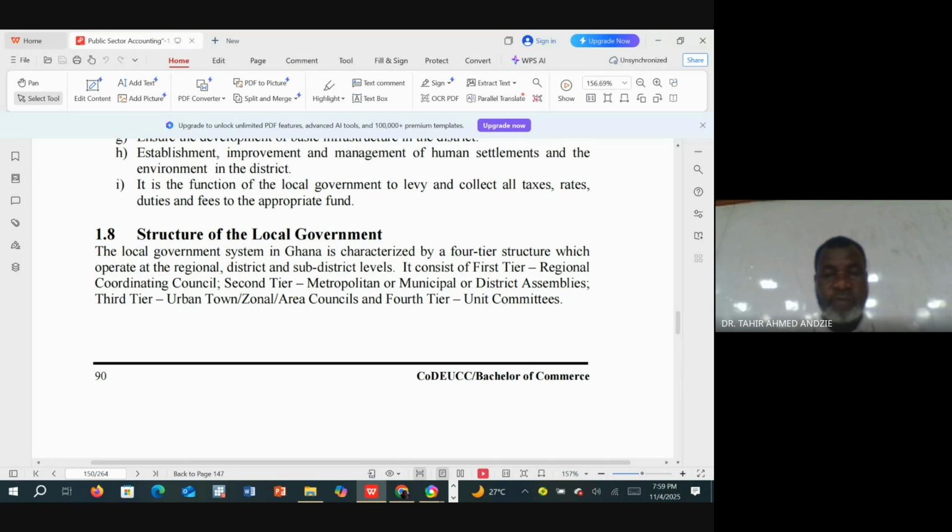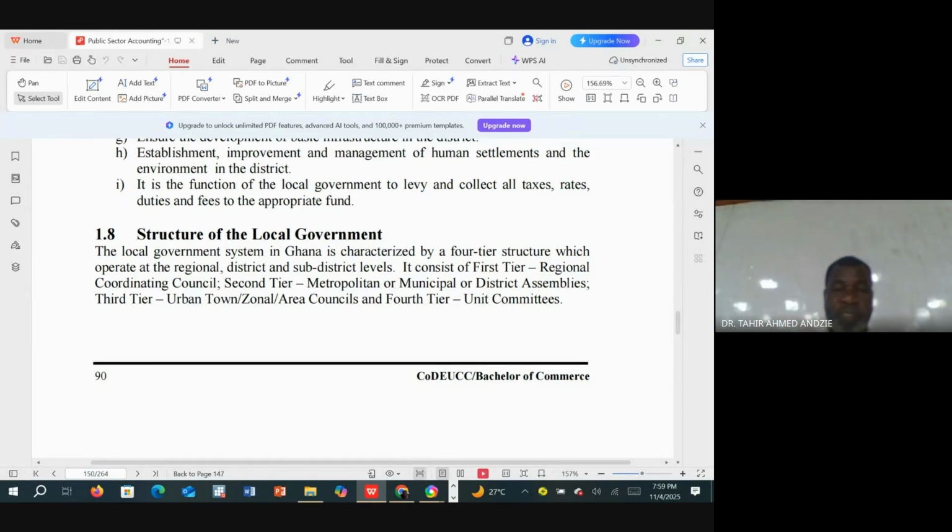It consists of first tier, which is the regional coordinating council. I've said that one already. And the second tier is the metropolitan or municipal or district assembly. And the third tier is the urban council or the zonal council or the area council. And the fourth one is the unit committee level, right? So we have the regional coordinating council, the municipal districts, and municipal, metropolitan, and district.